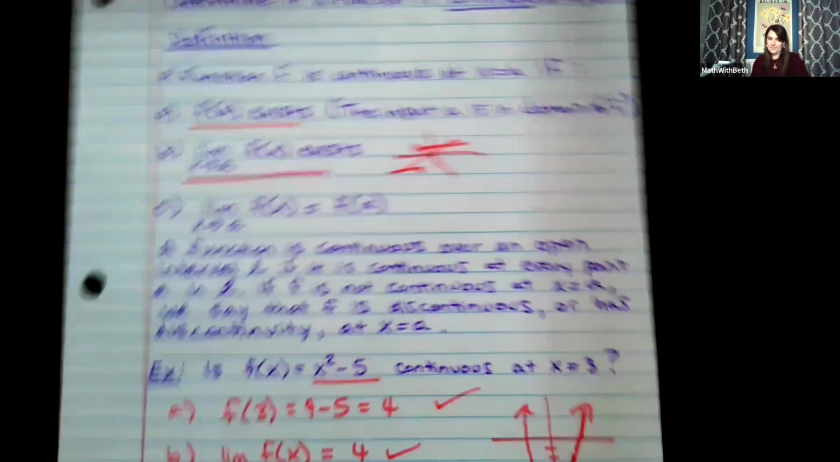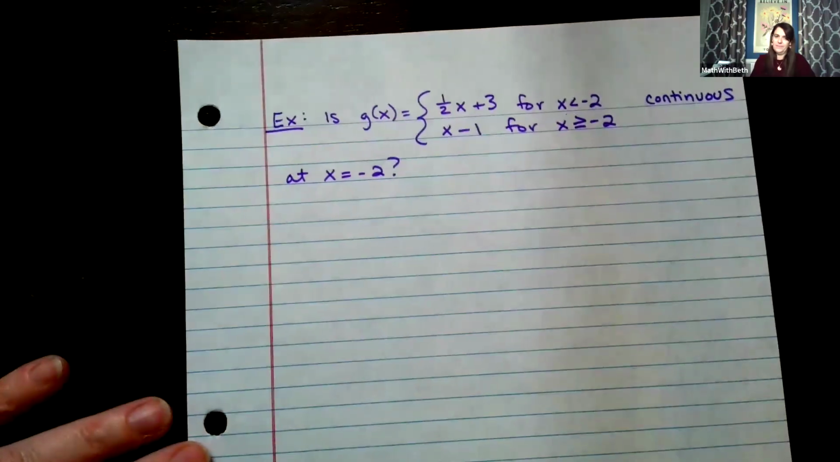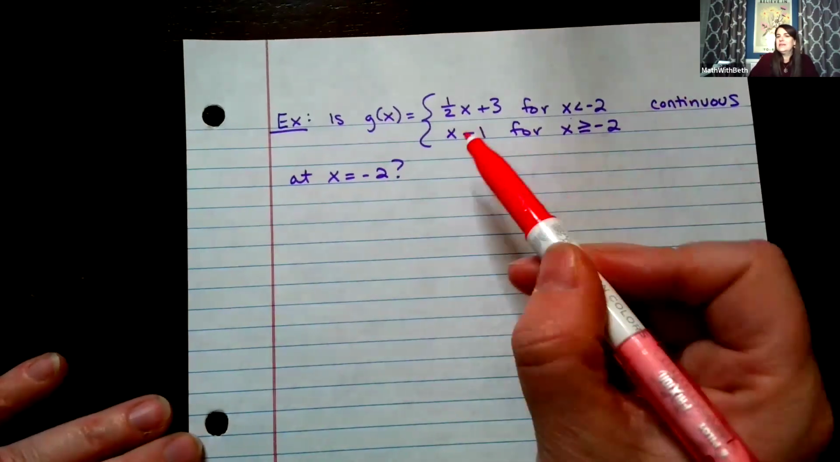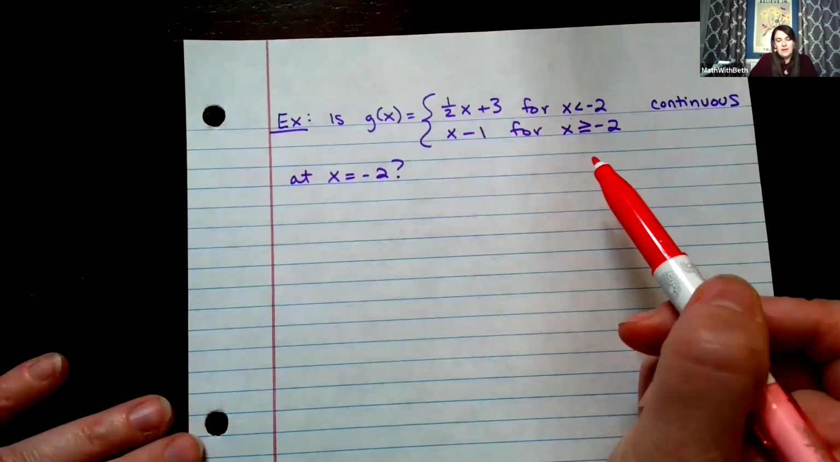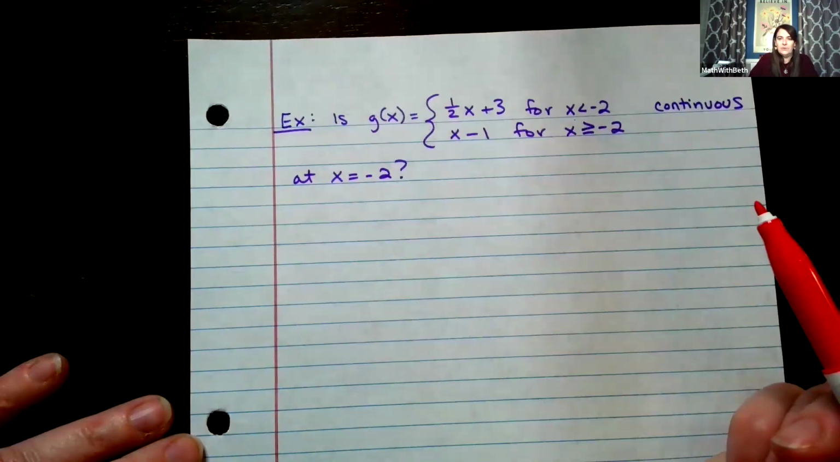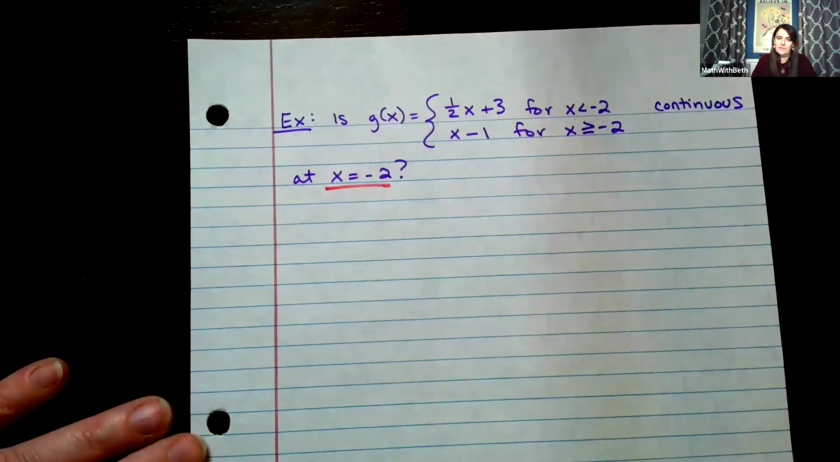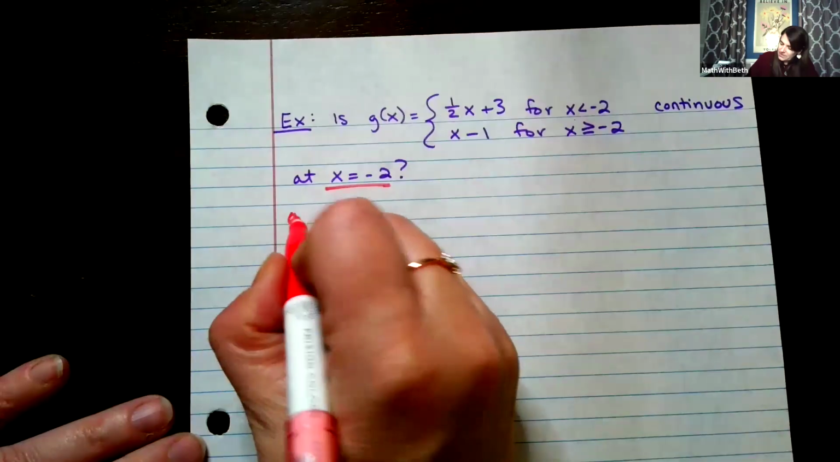Something like that. Okay, let's try another one. So this is a piecewise function that happens to be switching from one thing to another at -2, and that is where we're checking. We want to check if it's continuous at -2. So let's go through the same three steps.